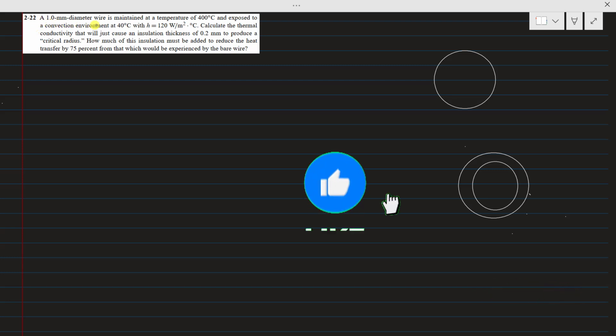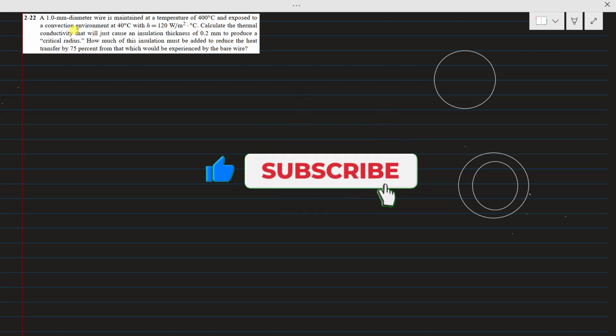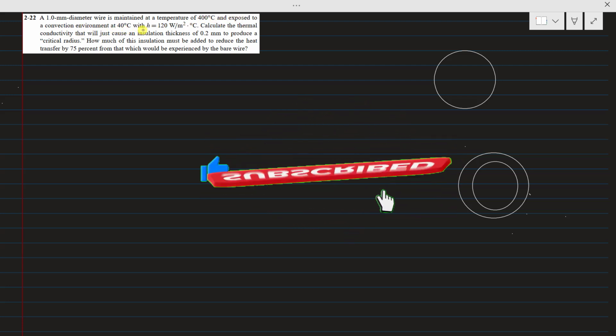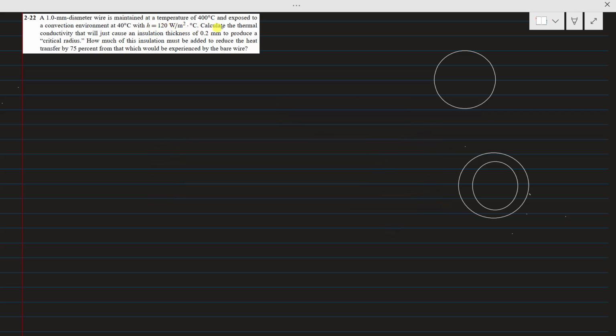A 1 mm diameter wire is maintained at a temperature of 400 centigrade and exposed to a convection environment at 40 centigrade with a convection heat transfer coefficient of 120 watt per meter square centigrade. Calculate the thermal conductivity that will just cause an insulation thickness of 0.2 mm to produce a critical radius. How much of this insulation must be added to reduce the heat transfer by 75% from that which would be experienced by the bare wire?